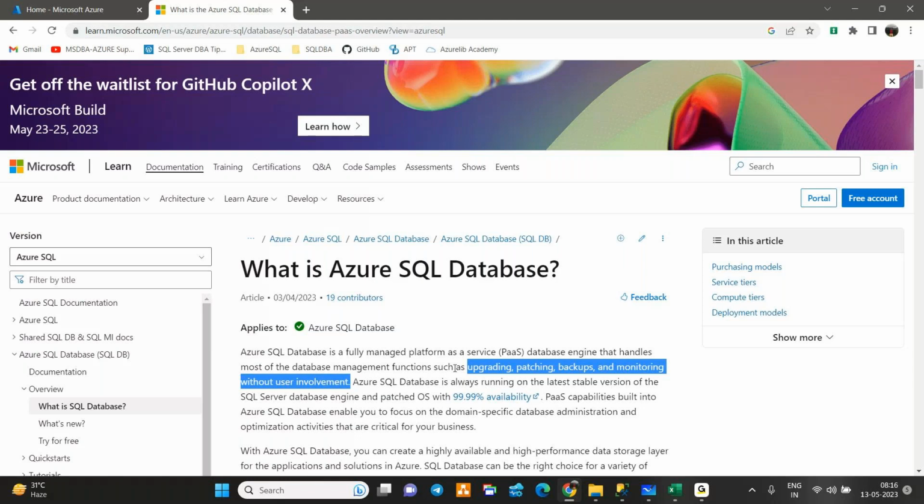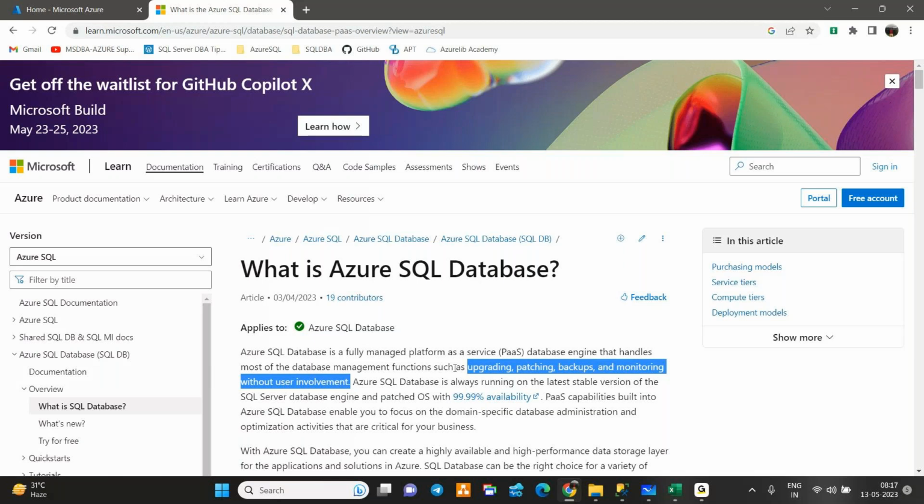Apart from this, Microsoft also takes care of high availability, meaning your data redundancy protection. You just deploy the SQL database, and if something happens, Microsoft is going to take care of it all.